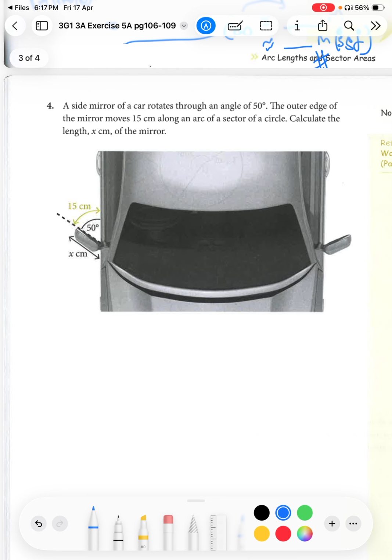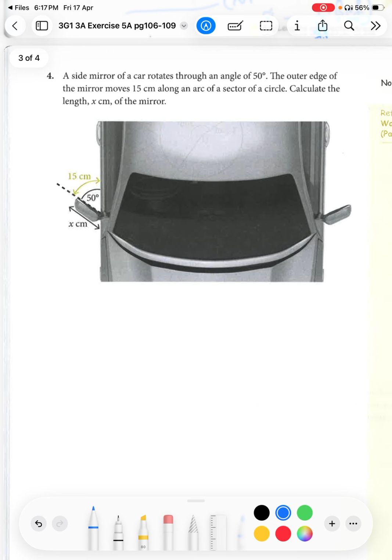The next one, you see this. The side mirror of a car rotates through an angle of 50 degrees. The outside mirror moves 50 cm along an arc out of the center of a circle. Calculate the length of the mirror.